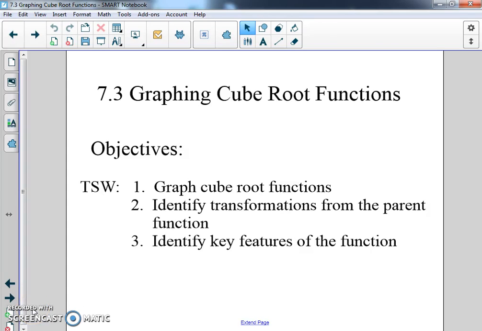Okay, so welcome to today's lesson. We're going to talk about graphing cube root functions. Many of the same steps we did yesterday in graphing square root functions are going to be followed here today. Slight variances will occur, so let's get right into it.